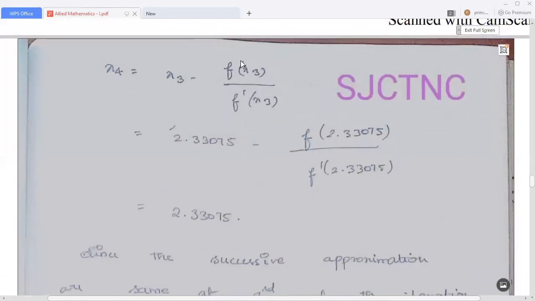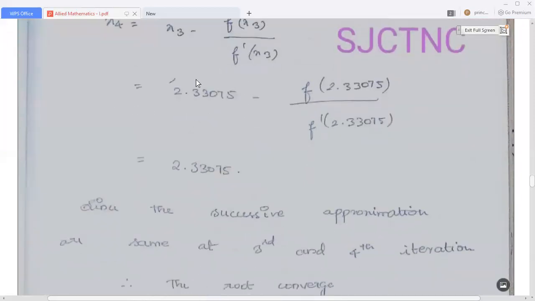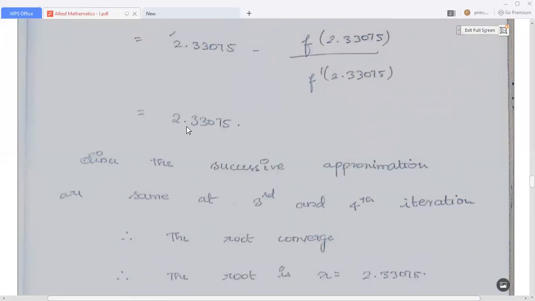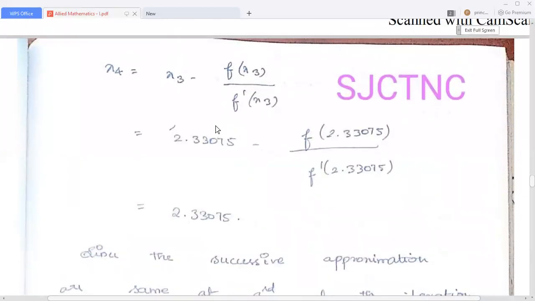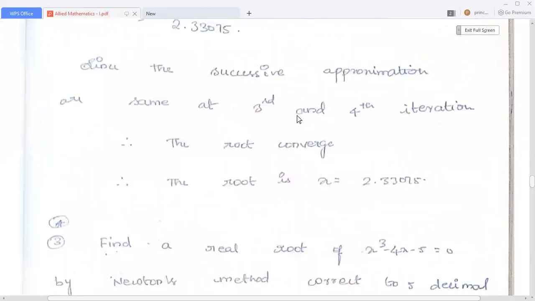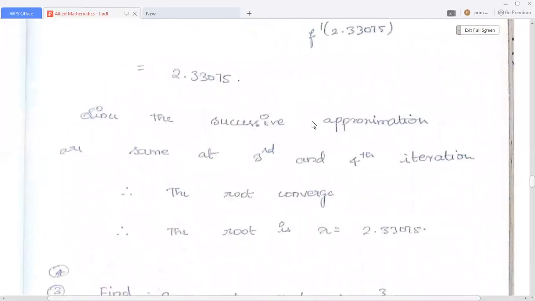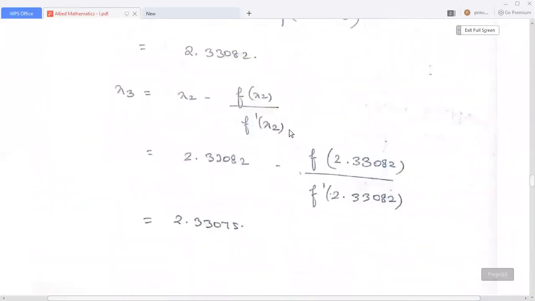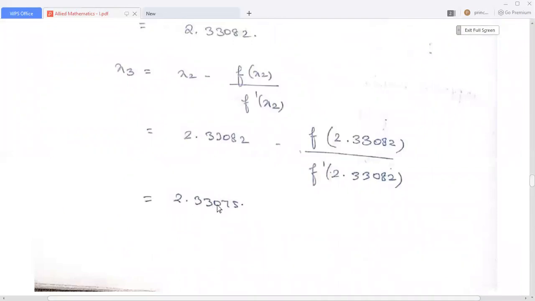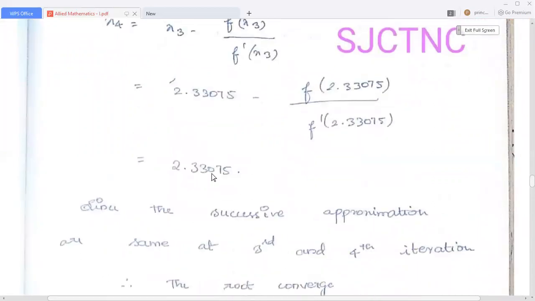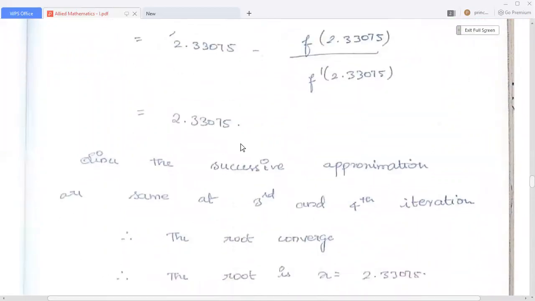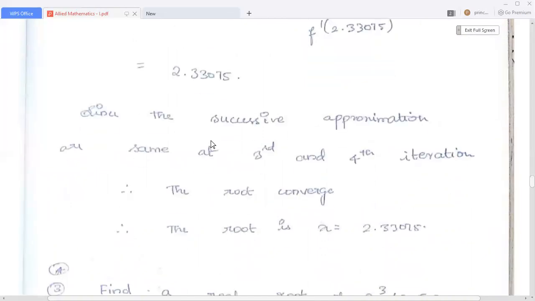Then we calculate these values. When you substitute these values, we get x4. x4 is equal to 2.33075. Here you see that the successive approximations are same at the third and fourth iterations. Here the third value is 2.33075 and the fourth value is 2.33075. Therefore, they are same at the third and fourth iterations.